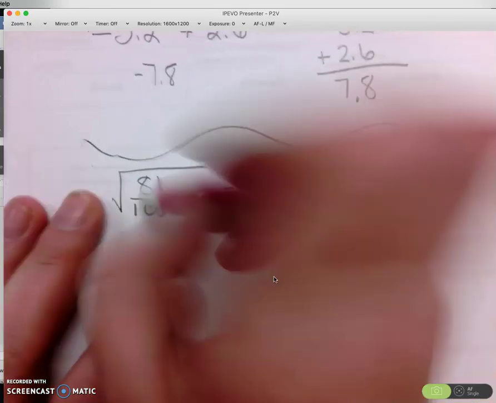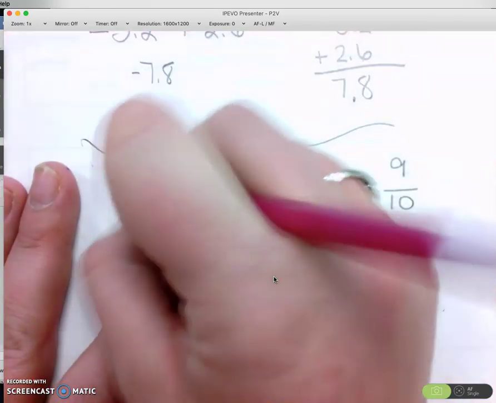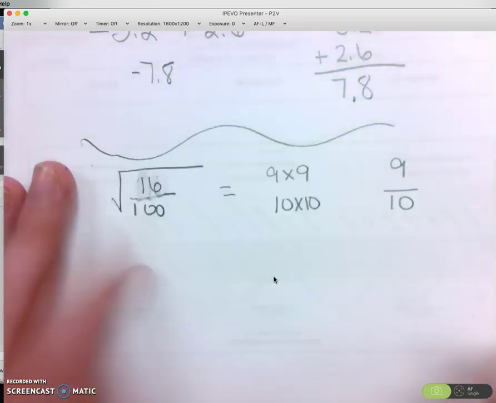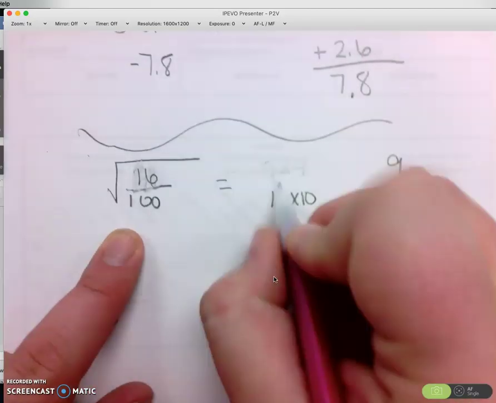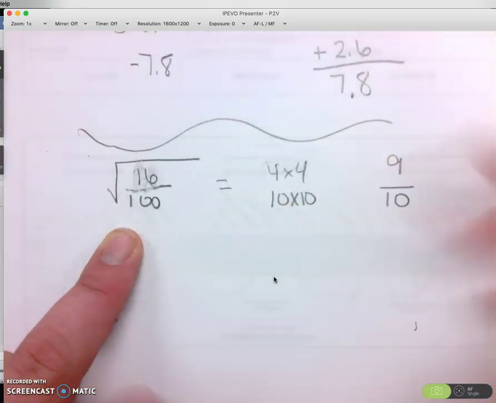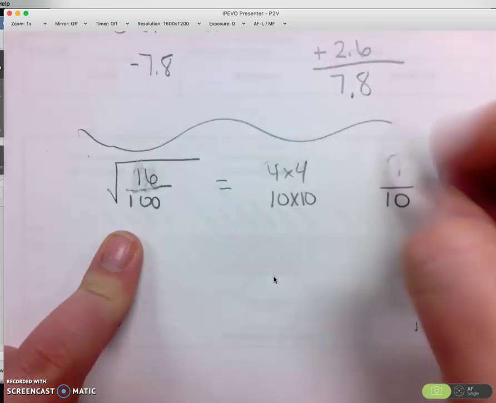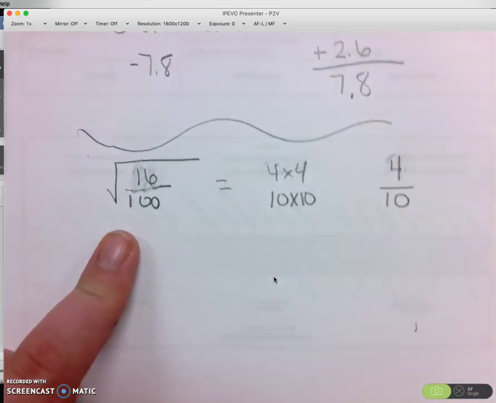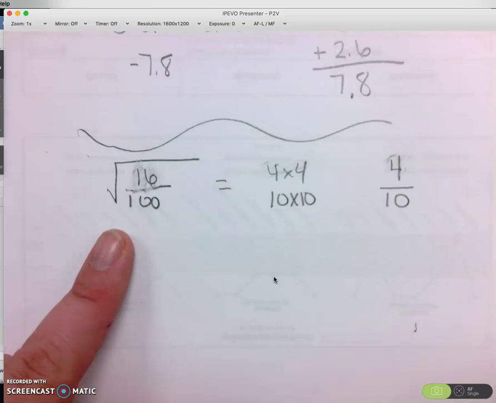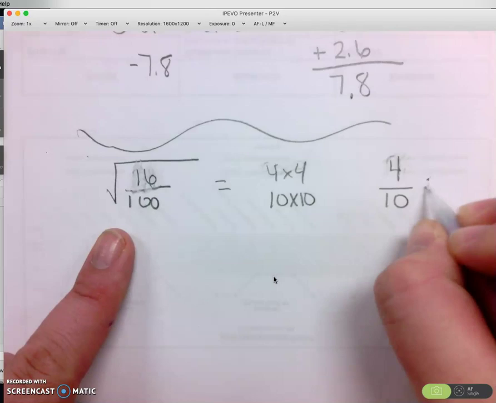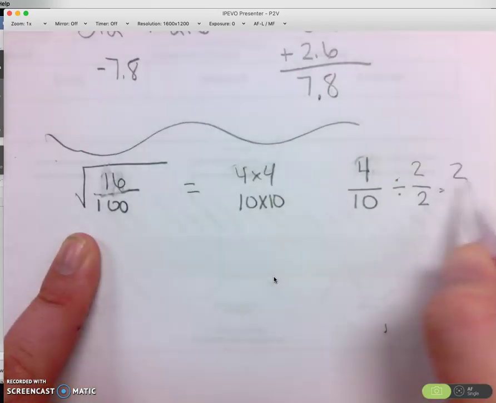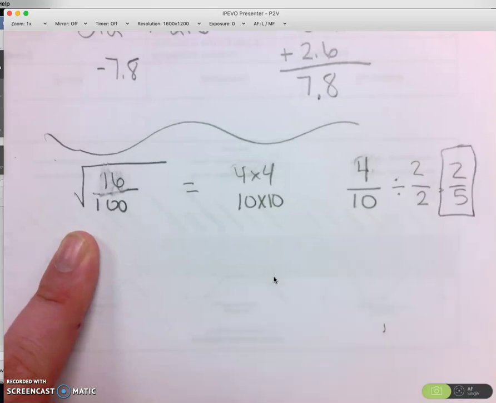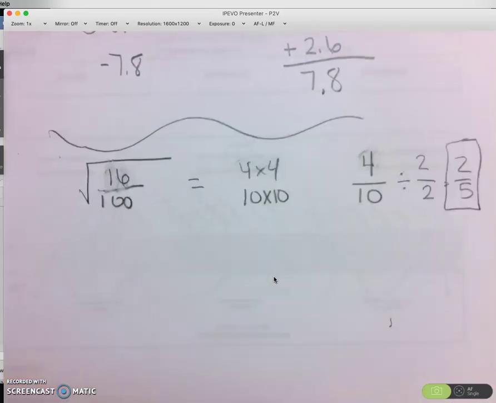Now, say it was something like this, again, 16 over 100, so that would be 4 times 4. I'm just changing it because this problem is going to be on the test tomorrow. Showing the work, what do I still have to do to this? Simplify. So I'm dividing both the top and bottom by 2. 2 over 2, which becomes 2 over 5, and that would be my simplified answer. Showing that work is imperative.